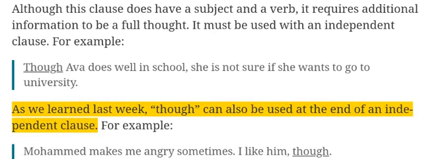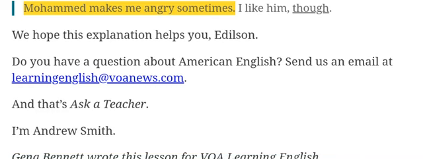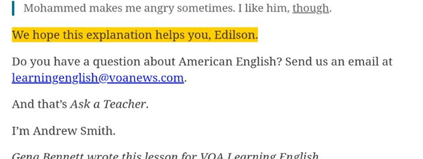As we learned last week, though can also be used at the end of an independent clause. For example, Mohammed makes me angry sometimes. I like him though. We hope this explanation helps you, Edilson.